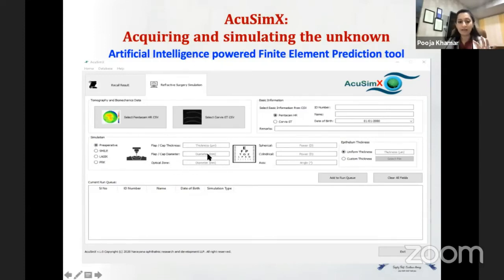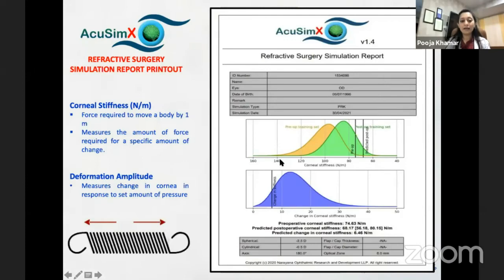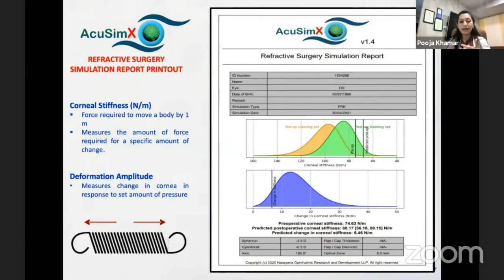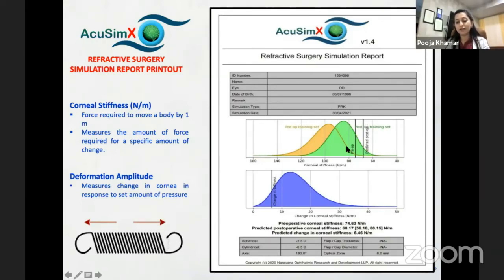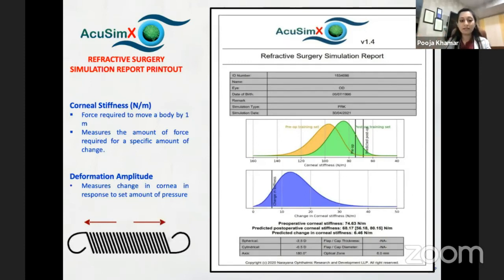You enter your flap cap thickness and procedure, you take the Pentacam and Corvis CSVs into consideration and add your parameters here. And it gives you the report in newtons per meter. Newtons per meter is like a spring mechanism, so it actually tells you the actual strength of the cornea. And if it's towards the periphery, towards the outside of the bell curve, it means that it is on the weaker side, and probably you would like to avoid doing a surgery for this patient.